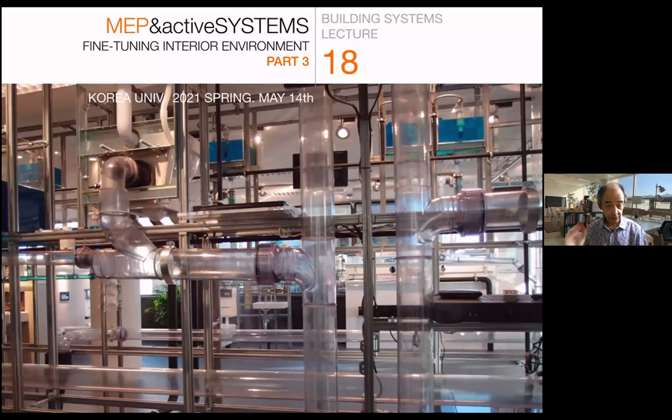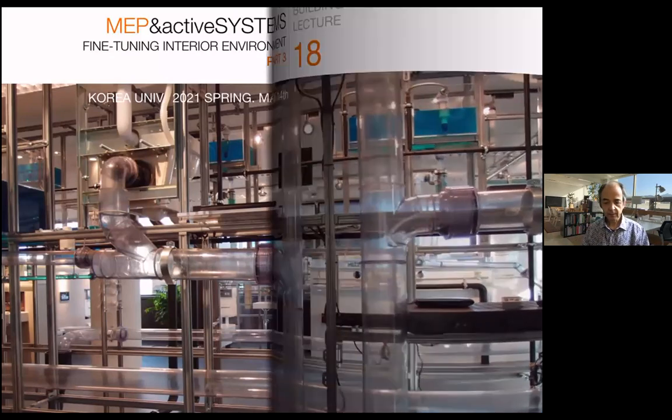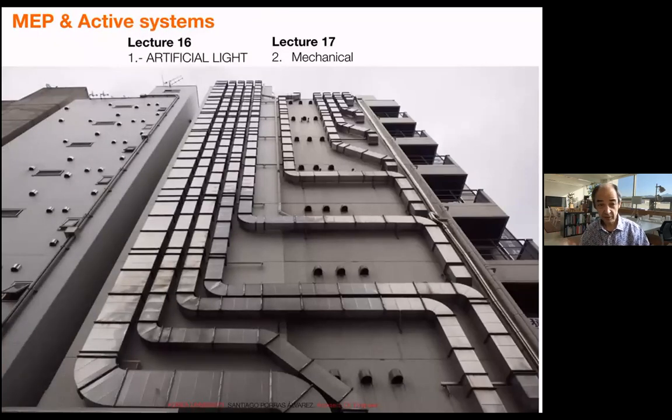Today we will try to complete MEP and active systems. So we close this chapter and all the material that will be subject to midterm part 3. I hope the sound is good. Let me know if there's any problem. In previous sessions, we completed artificial light and mechanical systems, and today we'll have a very fast overview of plumbing, electrical, conveyance, and safety.